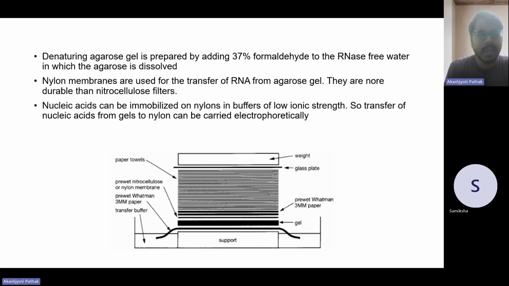Here also nylon membranes are used for the transfer of RNA from the agarose gel. And why are nylon membranes used? Because they are more durable than nitrocellulose filters. Nucleic acids can be immobilized on nylon in buffers of low ionic strength, so transfer of nucleic acid from gels to nylon can be carried out electrophoretically.